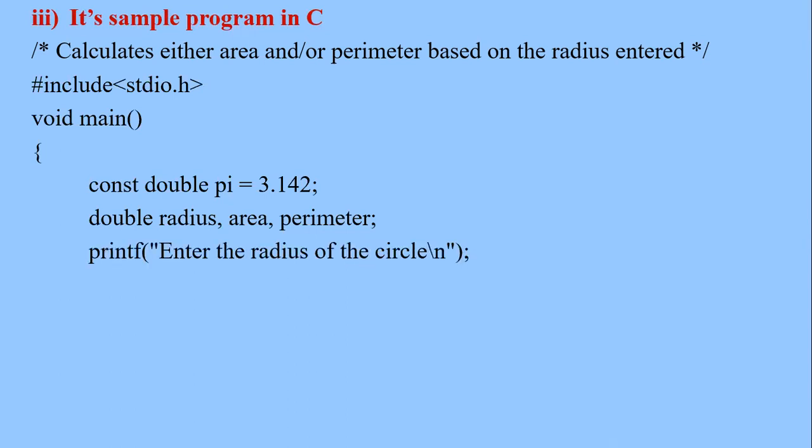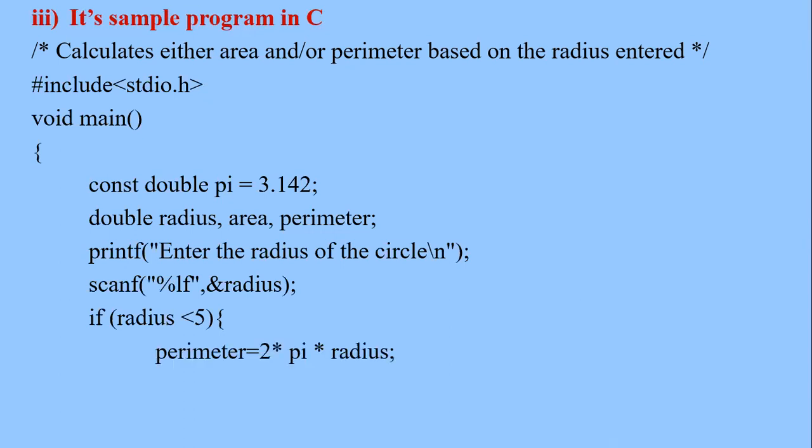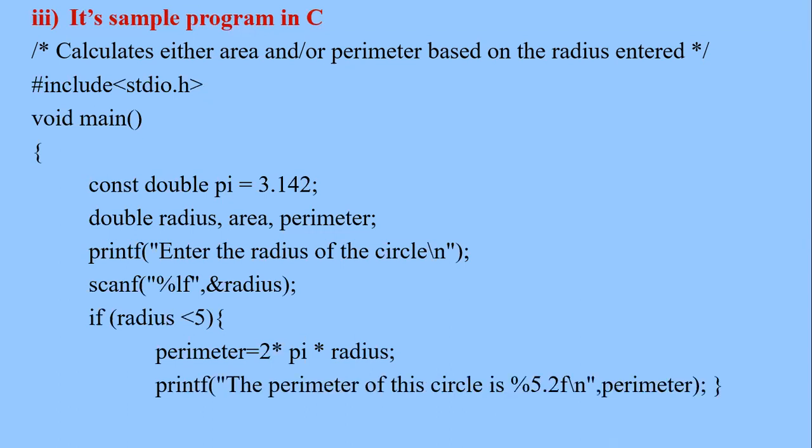We request the user to enter the radius. The user keys in the value. That value is picked and stored in memory location called radius, which is holding data of type double. Then we check if radius is less than 5. If yes, compute perimeter as follows. Then print the message or display the perimeter as follows. The perimeter of this circle is, pick what's in the memory location called perimeter, which is of type double, formatted into 5 characters, with 2 of them being reserved for the fractional part.